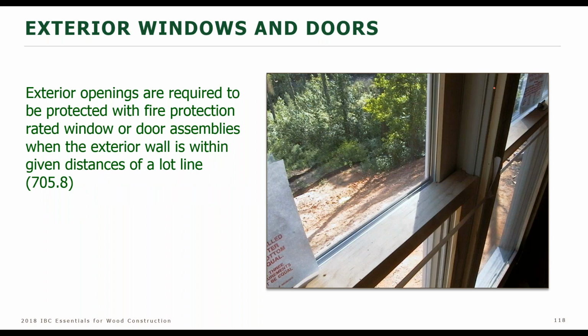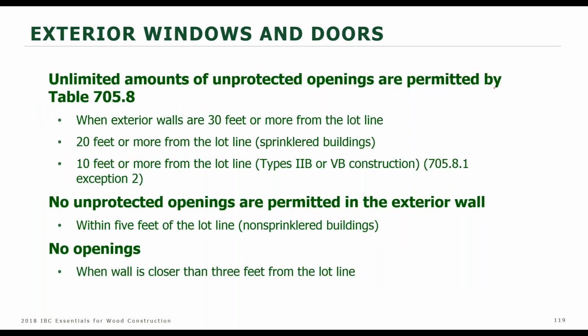Well, you can have wood windows and doors in most construction types. The key here in exterior walls is the fire separation distance. That's in chapter 6, table 602. And then in 705.8, you've got the restrictions. In summary, if you got 30 feet or more, you're pretty much home free. 20 feet or more if the building's sprinklered, and so forth.